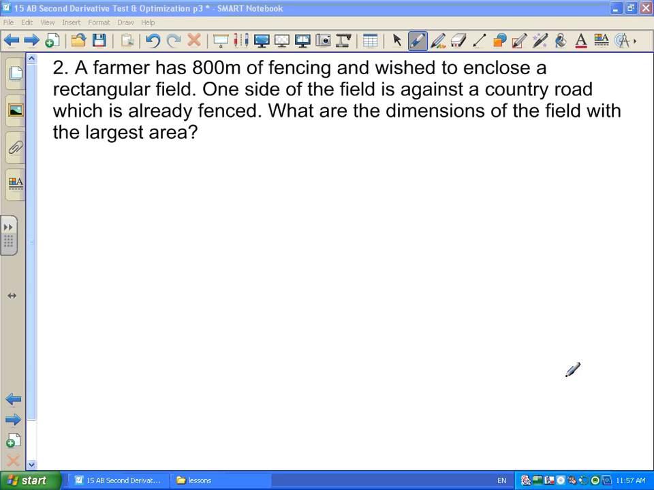Okay, here's our second example here. A farmer has 800 meters of fencing and wishes to enclose a rectangular field. One side of the field is against a country road, which is already fenced. What are the dimensions of the field with the largest area?